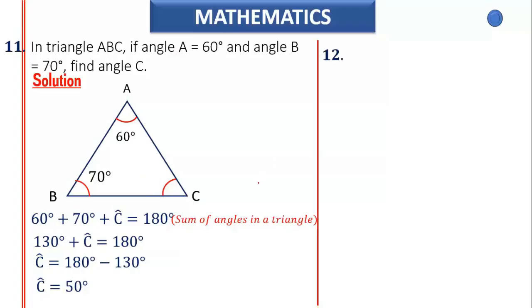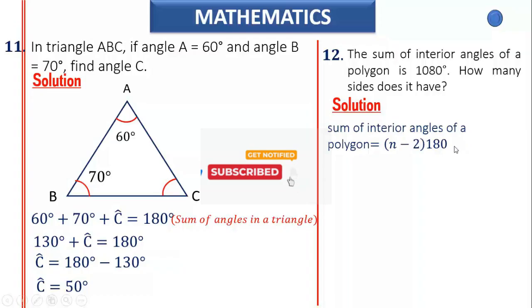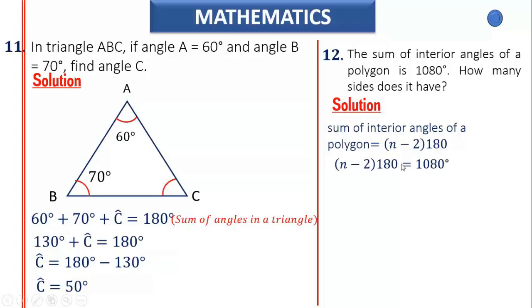Okay, so that's it. Let's take a look at another question here. The sum of interior angles of a polygon is 1080. How many sides does it have? By definition, the sum of interior angles of a polygon is (n minus 2) times 180 degrees. So if you are already given the sum, that means (n minus 2) times 180 will be equal to the given sum, which in this case is 1080 degrees.